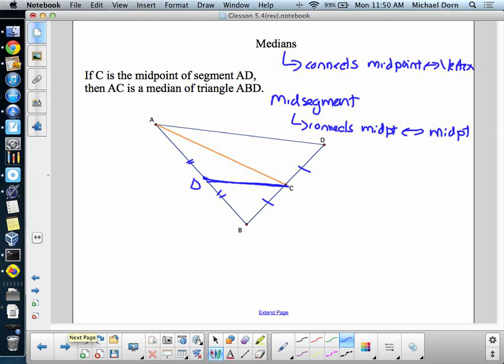Don't confuse a median with a midsegment. They both start with the letter M. They both use midpoints, but one goes midpoint to midpoint. That's the midsegment. The median goes from midpoint to vertex.